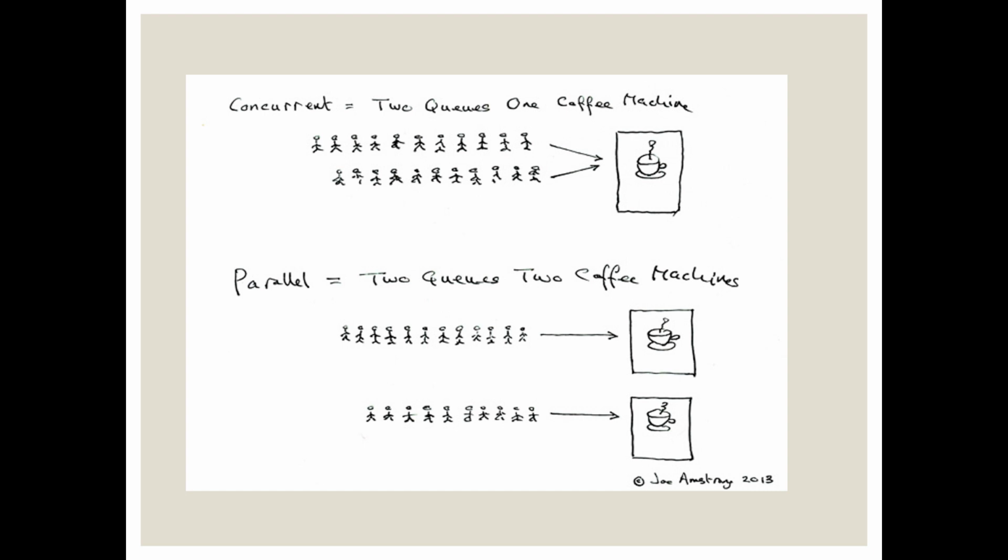While in parallel, there are two queues with two coffee machines. In this image you can see that one person at a time goes to each coffee machine and gets the coffee. So it takes less time to execute this. The difference between concurrent and parallel is represented in this diagram.